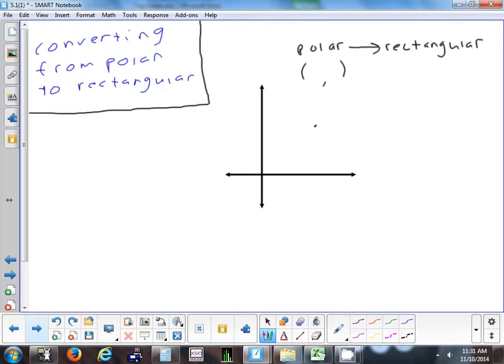Okay, if you're given a point in polar, what are the two things that they give you? They don't give you x and y. They give you r and theta. And your goal is to get x and to get y. So I have a point here. We don't know what its radius is and we don't know what its angle is. So let's just call it r, theta.